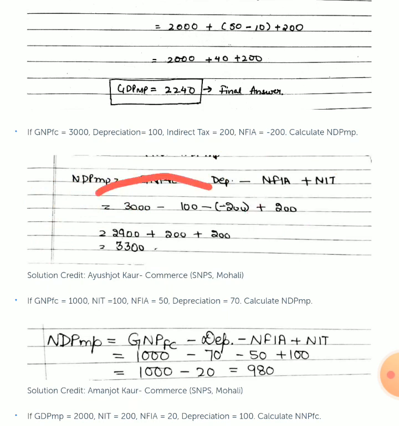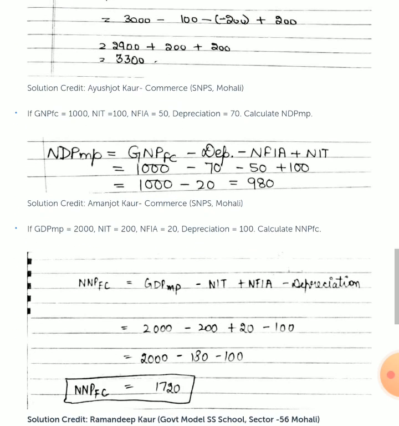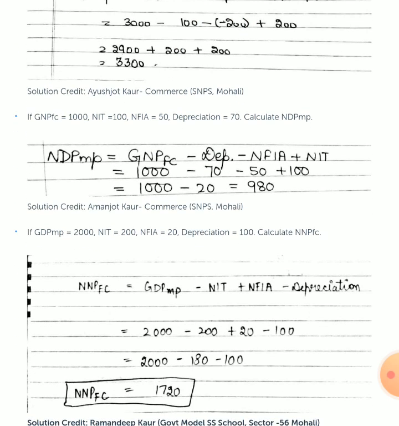So we will add or subtract all these values. 3000 minus 100, so minus minus plus, plus 200 and plus 200. So the value will be 3300. So this is how we have converted GNP FC into NDP MP. Clear?